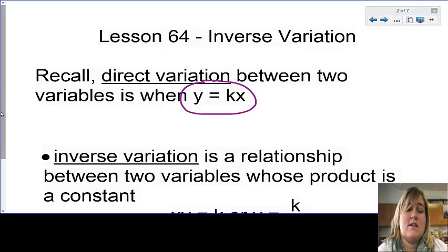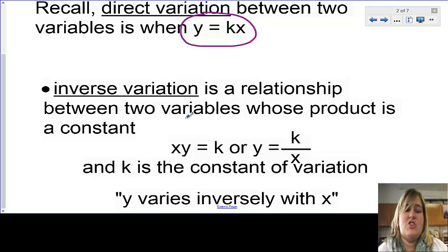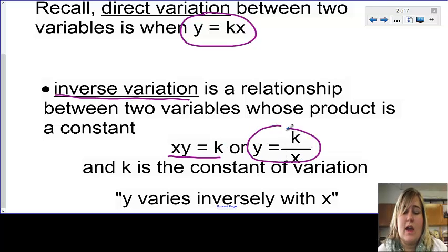And what we're talking about today is inverse variation, which is a relationship between two variables whose product is a constant. So our two equations for inverse variation are xy equals k, this is where we're getting k by itself, or y equals k over x. This is where we're getting that constant by itself. So again, k is the constant of variation, and whenever it's in words, it says y varies inversely with x. So whatever that first thing is that they're talking about, that's going to be our y, and it will vary inversely with x.